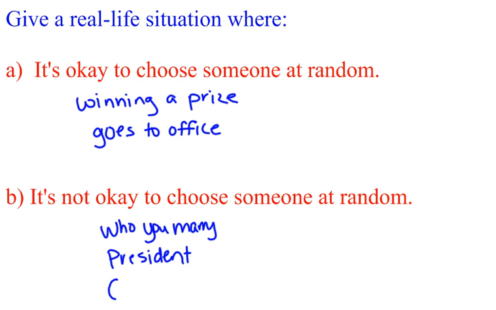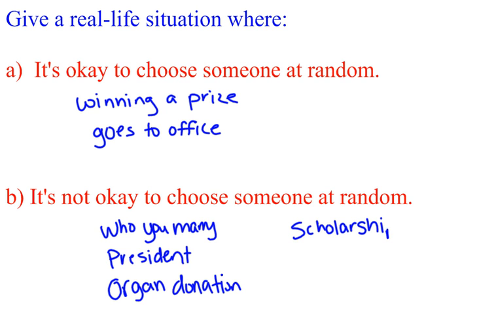Who gets organ donations? That's a big one. That's not random, right? That doesn't seem very fair. They have a waiting list, or who needs it? How about scholarships? Some of you would be like it if they chose that at random, and some of you would be really upset, right? Because you work hard for that. So there's lots of times it's not okay to choose someone at random, but there's many times it is. Another thing we can add up here is just to do surveys, right? That's what we're talking about. So how to survey people, choosing at random is a good way to do it.